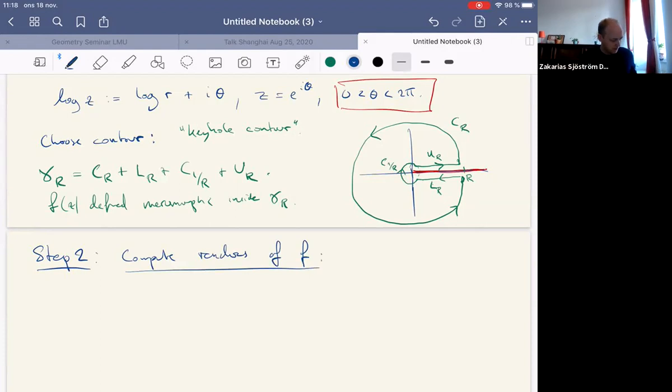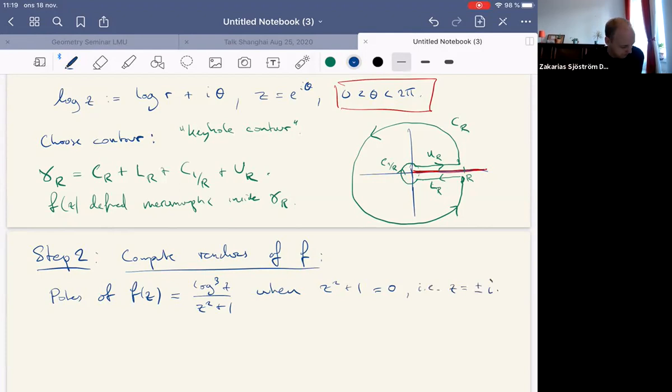So of course, we first consider what are the poles of F. Remember it was log cubed z over z squared plus 1. So what would be the poles? Well, poles are exactly when z squared plus 1 equals 0, because the logarithm doesn't contribute anything away from this branch cut. So we have z equal to plus minus i.